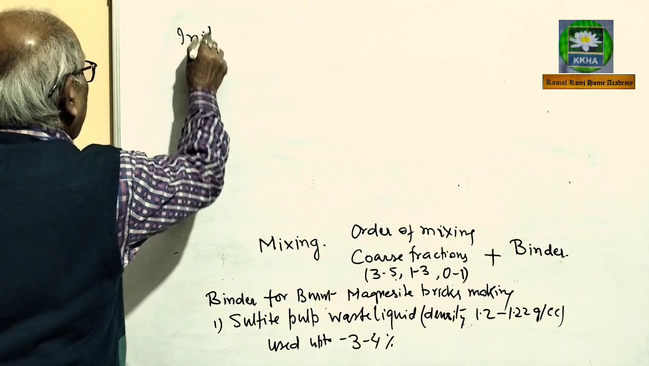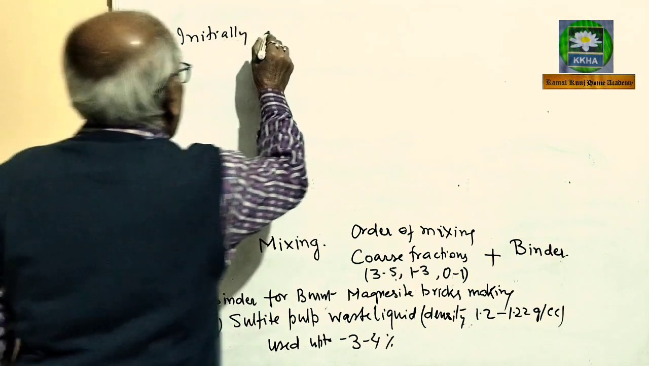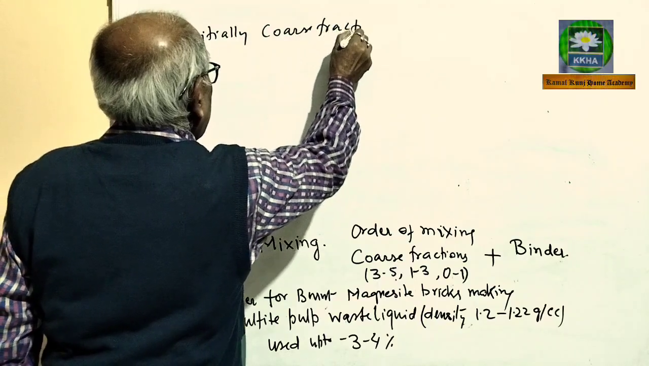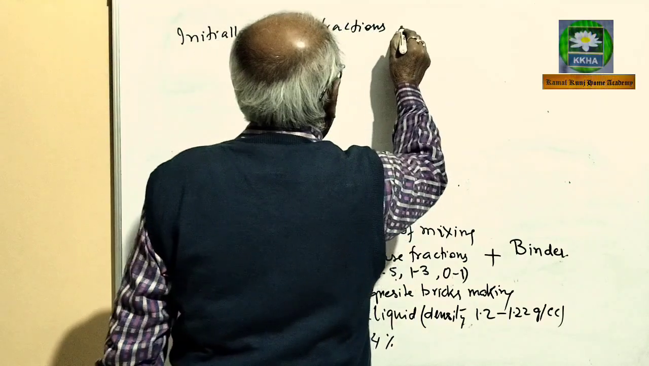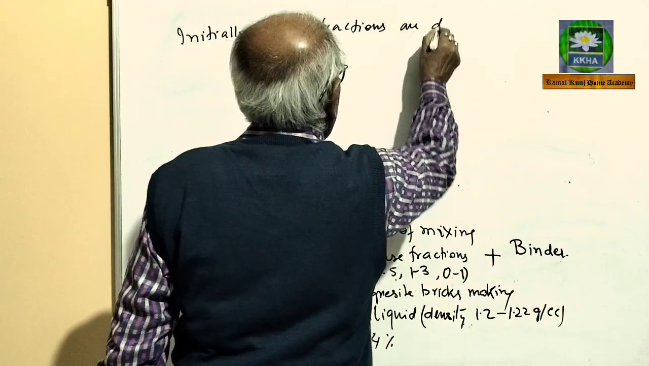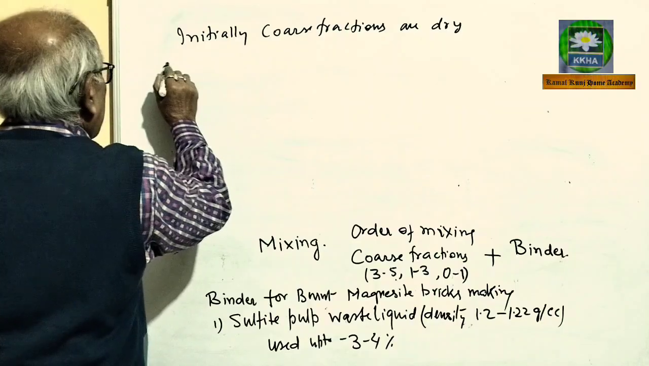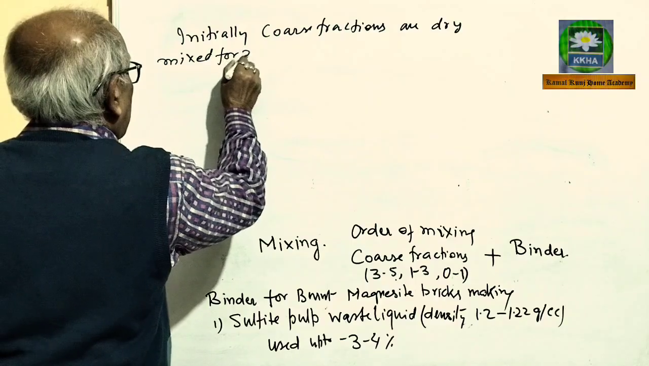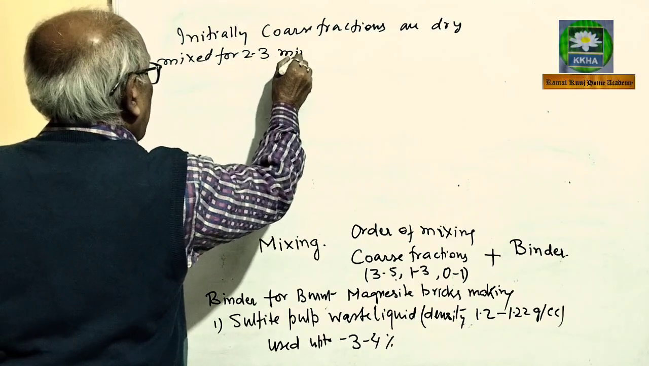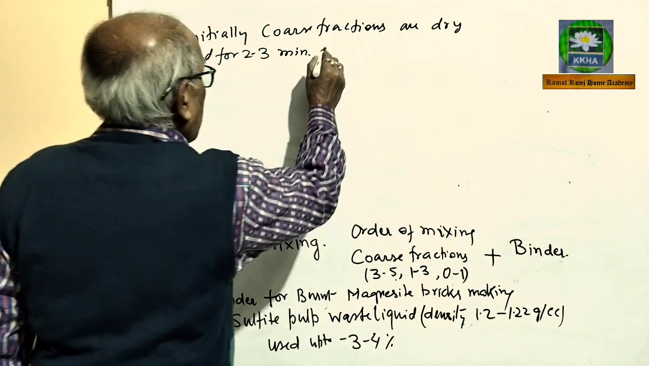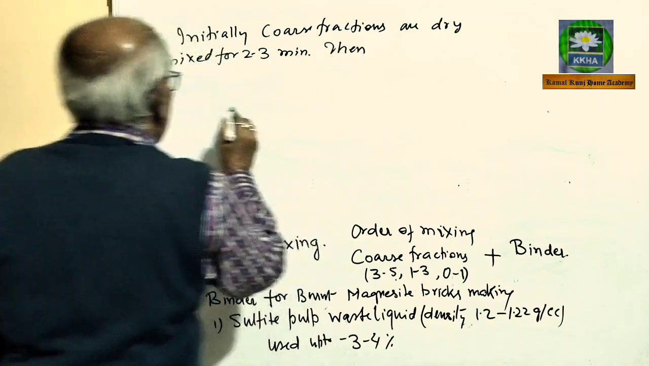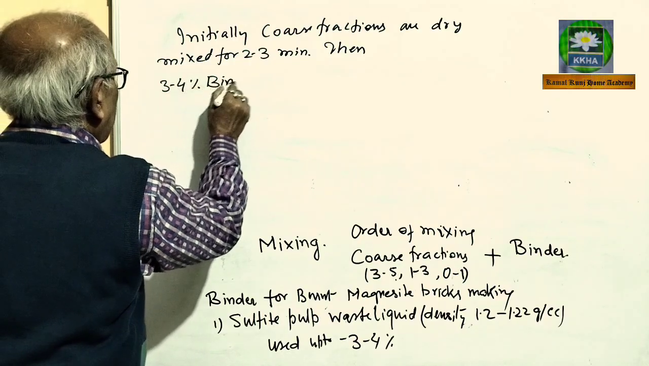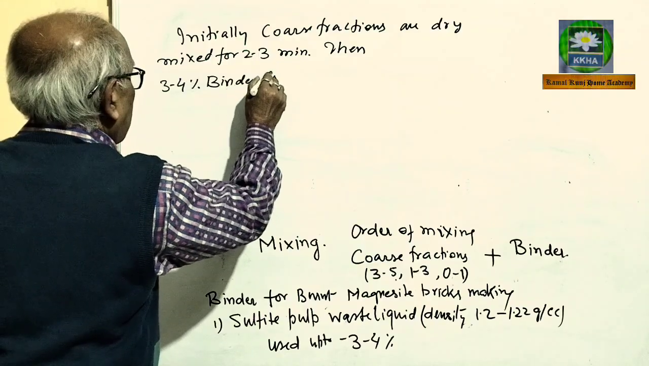Initially coarse fractions are dry mixed for 2 to 3 minutes, then 3 to 4% binder is used.